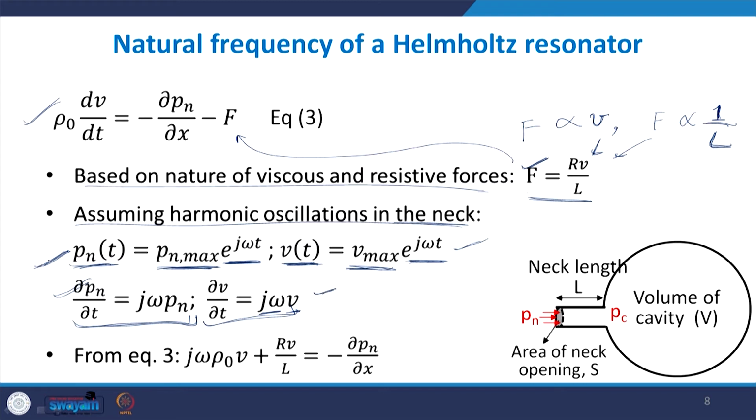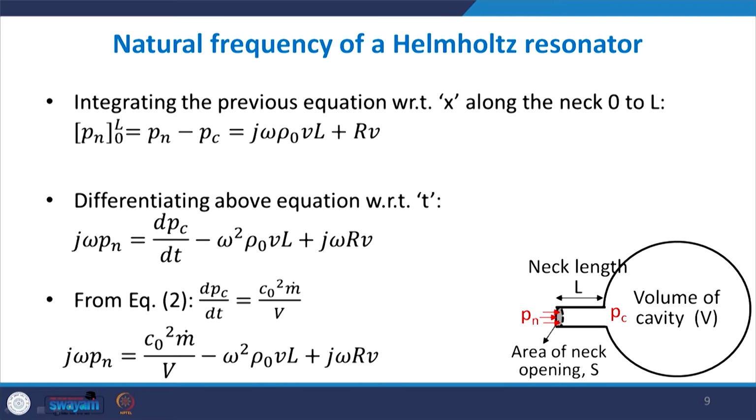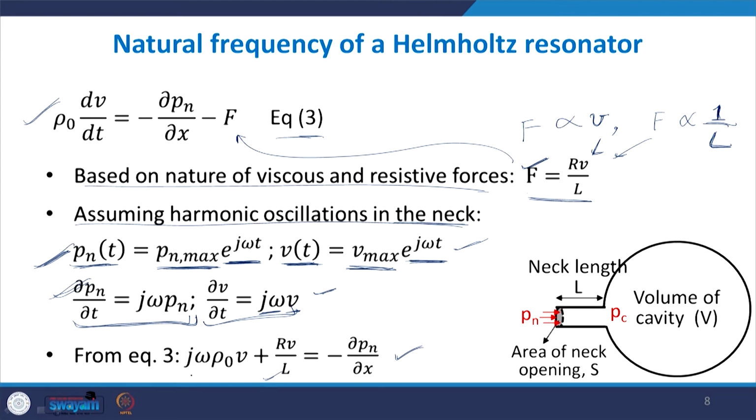Now that we have these values, we will put them in equation 3. Then rho naught into del V by del t will be rho naught into j omega V, and this force we take to the other hand side. So, we get plus RV by L is equal to minus del Pn by del x. So, this is the equation we have got. Now, we integrate this equation with respect to x.